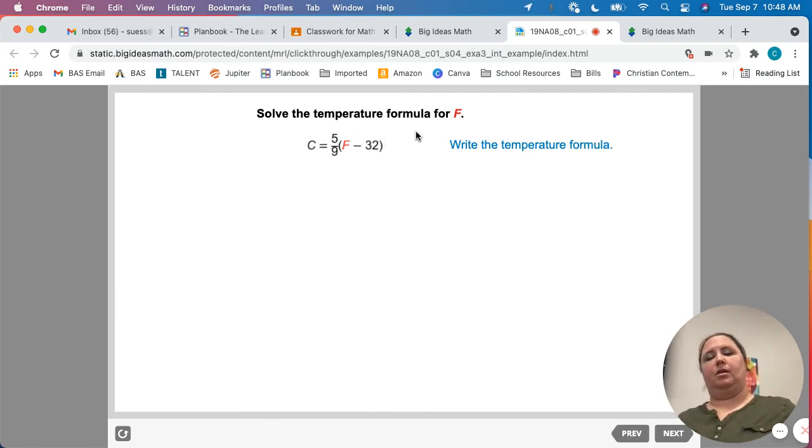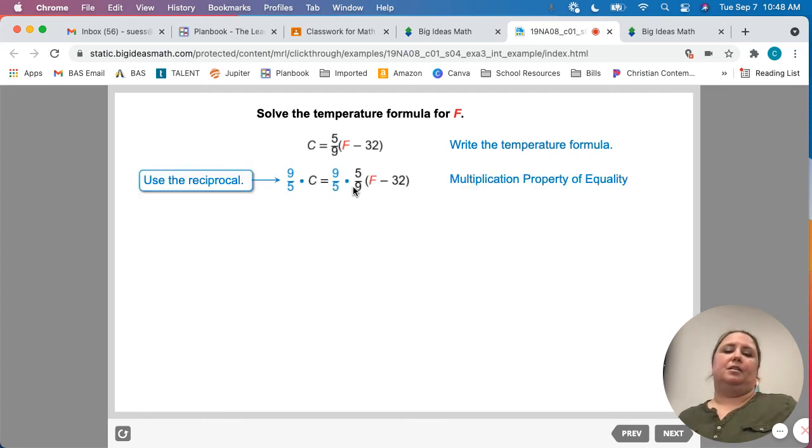If I were to distribute and then move things around, we can shortcut this by, instead of distributing, this means multiply, right? What is the opposite of multiplication? Division. So instead of distributing this, multiplying this, I can divide the 5/9 over to the other side. To divide a fraction, though, you flip it and multiply.